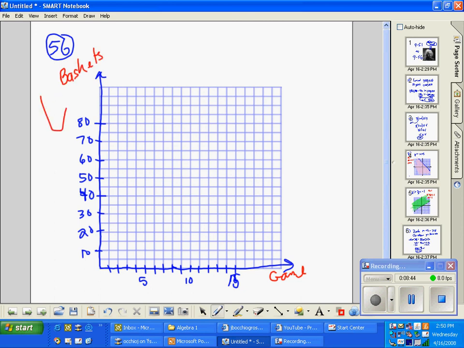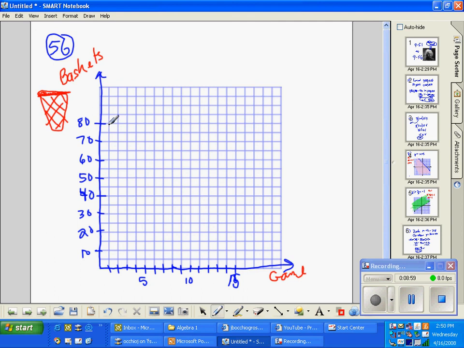I think I'll draw a little picture of a basket, just because. Why not? That's the rim. Okay, this is one sweet-looking basket.